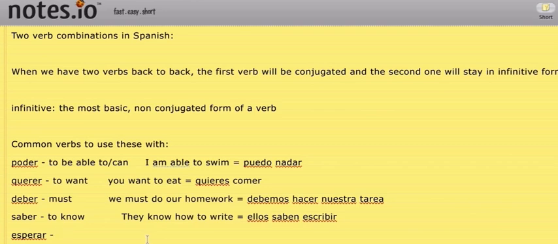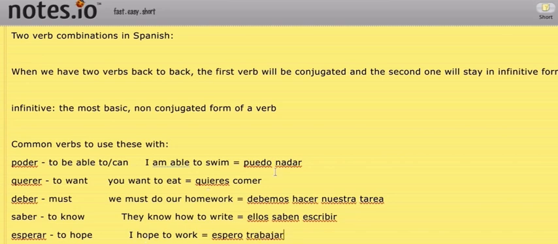Finally, esperar, to hope. Could also be to wait, but in this case, to hope. If I were to say, I hope to work. I hope to work. Say espero, and then to work, trabajar.